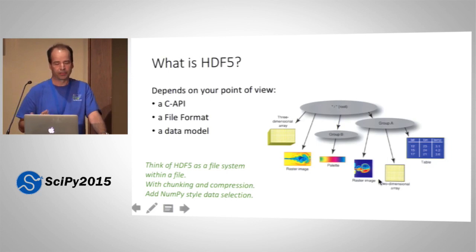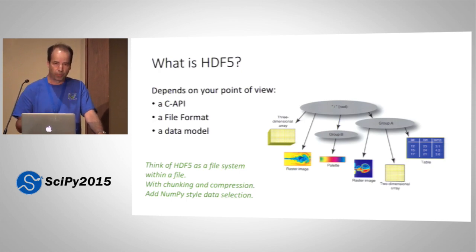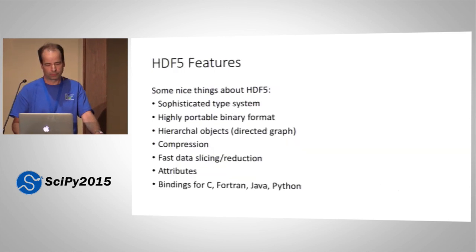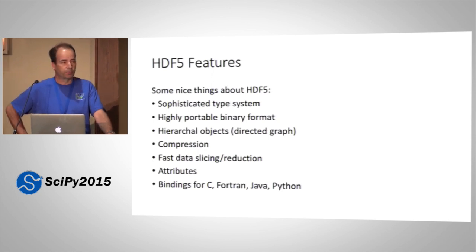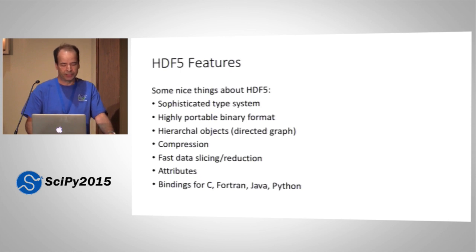And beyond just a file system within a file, you have features like chunking and compression and NumPy-style data selection. So you can get a hyperslab selection of a multidimensional data set and pull those bytes off the file. It has a very sophisticated type system. It's a highly portable binary format, a directed graph of objects, supporting various compression technologies, data slicing, reduction, and attributes, so you can add metadata to your objects, with bindings for C, Fortran, Java, Python, and other languages.